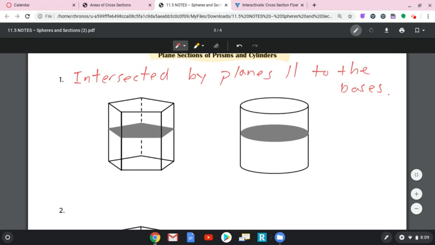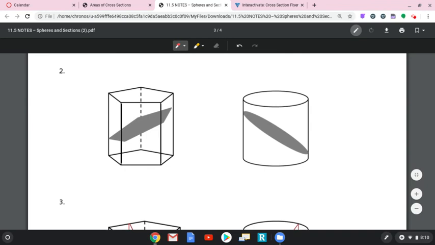So in this example, your pentagonal cross section, we know our cross section is congruent to the 2 bases. Now, in the pentagonal prism, you're saying that the pentagonal cross section is congruent to the 2 pentagon bases. In the cylinder, you're saying that the circle cross section is congruent to the 2 circular bases. So now what happens when I change the angle in which that plane intersects my solid? Well, take a look at number 2. Now we're coming in on an angle.